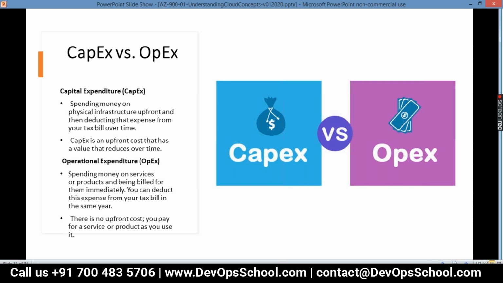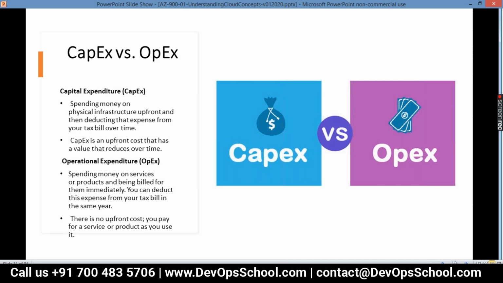Okay, so the difference between capital expenditure and operational expenditure is this: whenever we talk about capital expenditure, there is always an upfront cost involved. But in operational expenditure, there is no upfront cost involved. Please note this down. They will ask you one question from this particular slide: capital expenditure and operational expenditure.